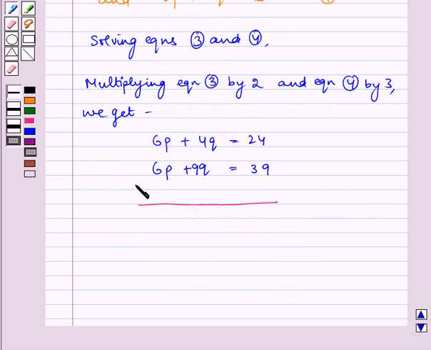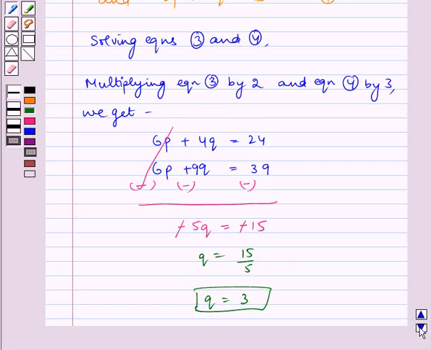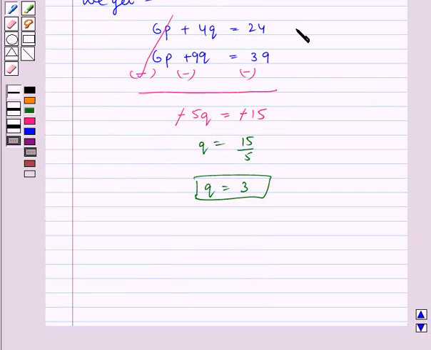Now solving this, subtracting, so changing the signs while subtracting, 6p gets cancelled. 4q minus 9q gives us minus 5q, which is equal to 24 minus 39 gives us minus 15. This minus gets cancelled. So, q is equal to 15/5. So, q is equal to 3. Let us name these equations 5 and 6.